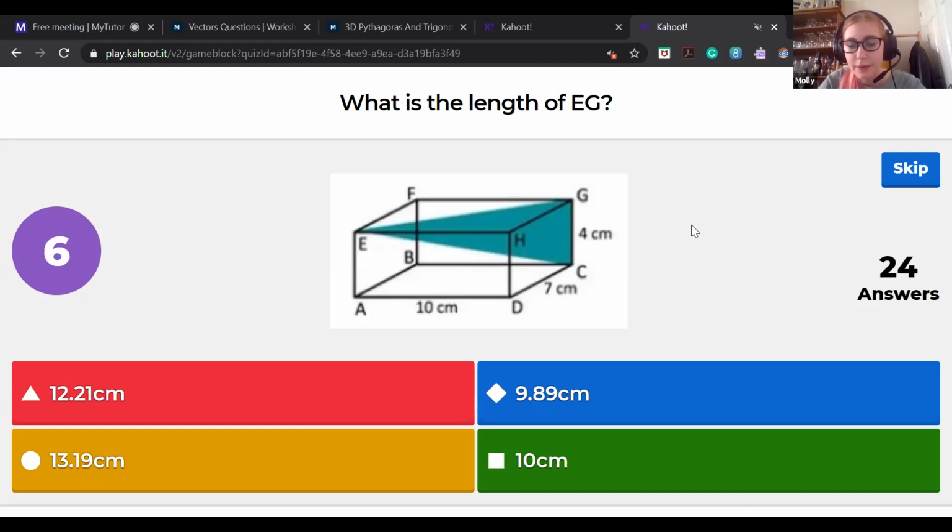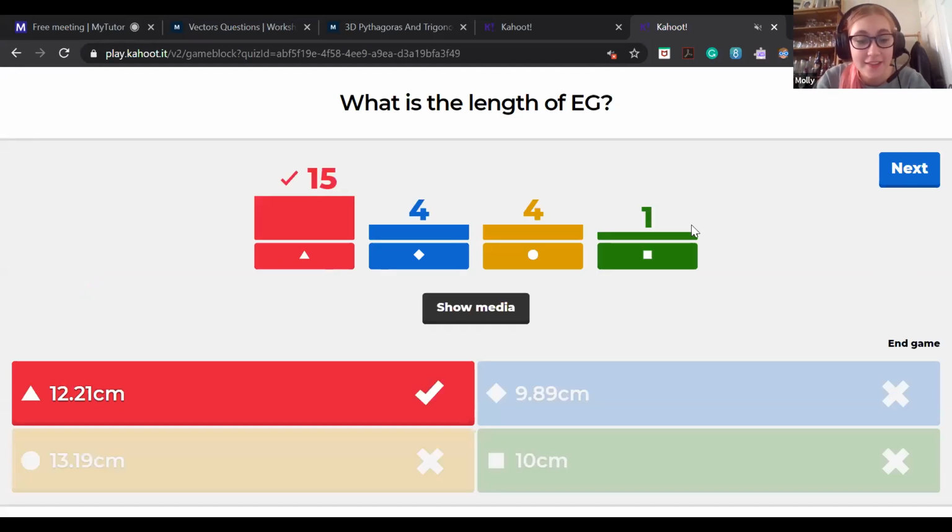I guess we'll see what people get. I've got a slightly different answer to what's on here, and I'm not sure why. It might be that I just copied the answers and the answers were wrong, but I guess we'll see what people get. Yeah, most people got that. I actually got 12.84, but that might just be me. I'm doing some silly arithmetic.